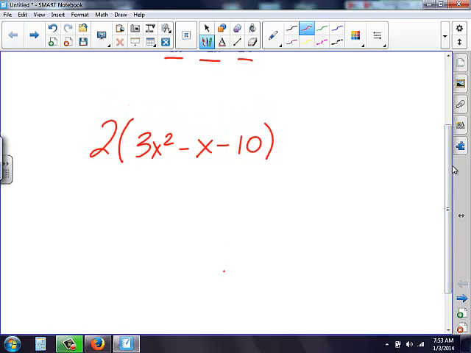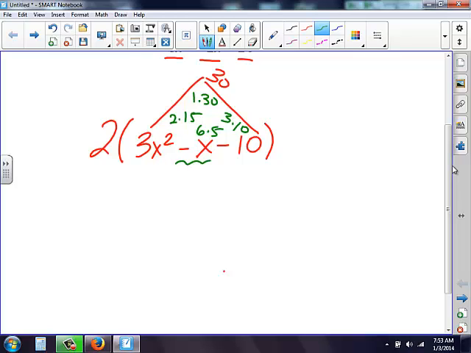We can't pull anything out. We have this 3 in front of the x squared. Therefore, I need to make my pyramid. At the top of the pyramid, we multiply 3 times 10. We get 30. On the inside, I'm going to list my factors of 30. I have 1 times 30. I have 2 times 15. I have 3 times 10. And I have 6 times 5.